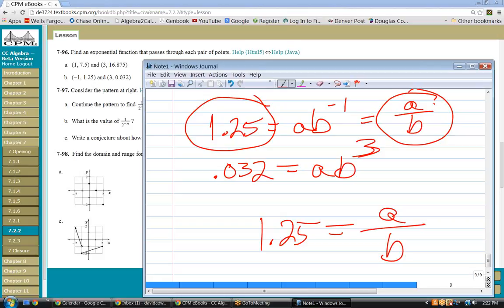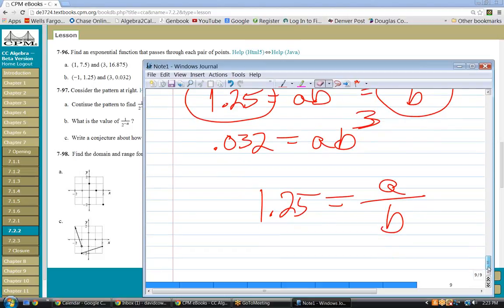You always do the opposite of what's being done. What's being done is I'm dividing by B. So if I want to get rid of B, I have to multiply both sides by B. It's just like if I'm adding a number, you have to subtract it. If I'm subtracting a number, you have to add it. If I'm multiplying by a number, you have to divide by it. And if I'm dividing by something, you have to multiply by it. So I get A equals 1.25B.